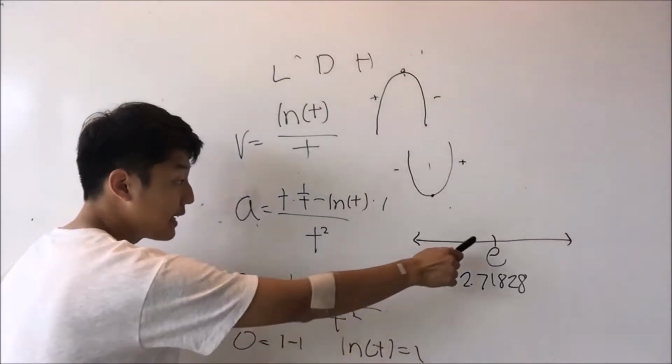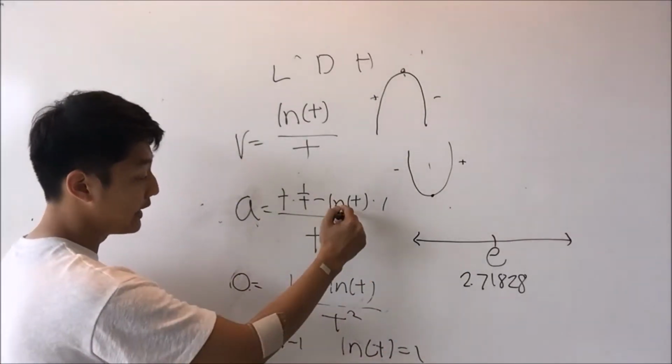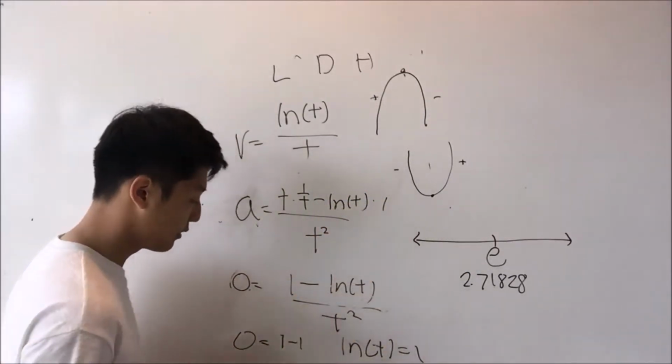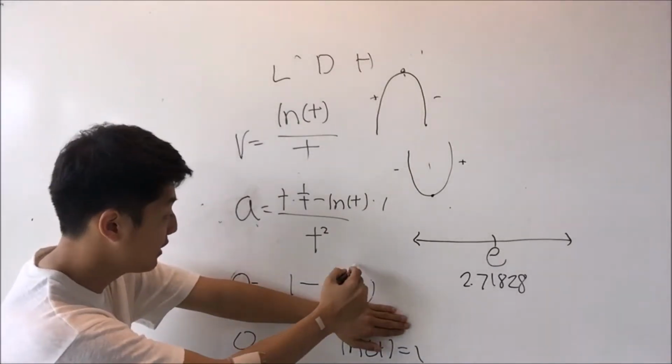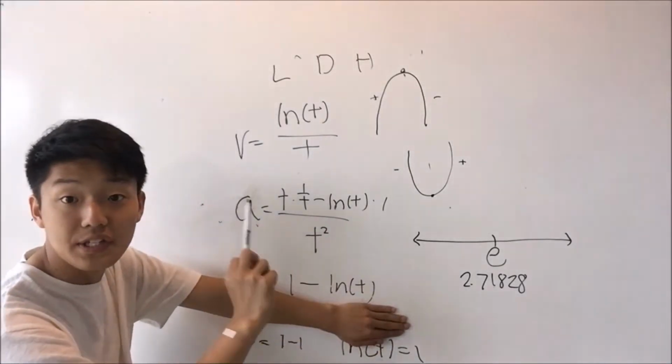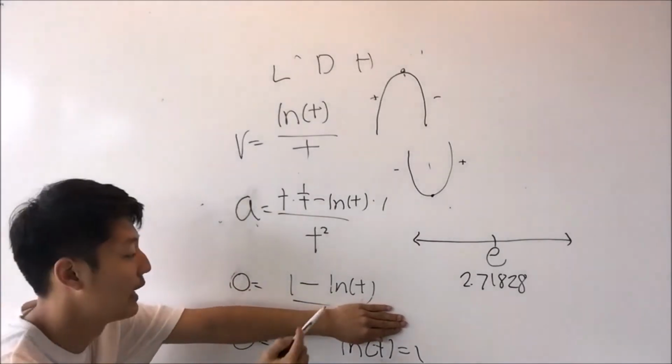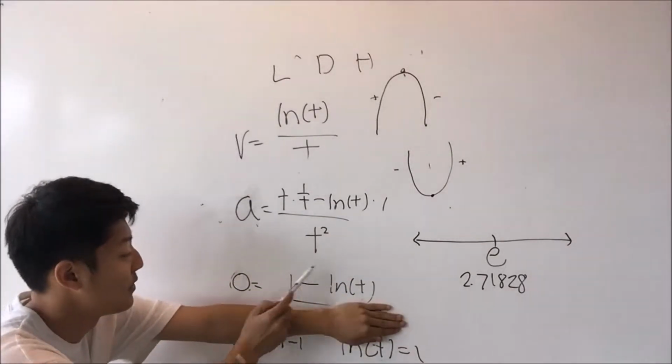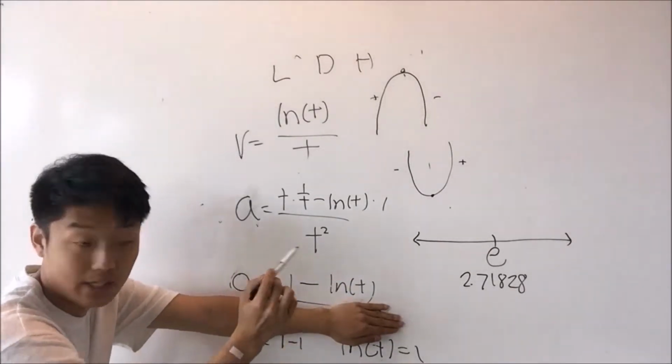For less than e, I'll plug in 1 in ln. If I plug in 1 here, ln 1 is 0, right? So 1 minus 0 will be 1. So it is positive here.